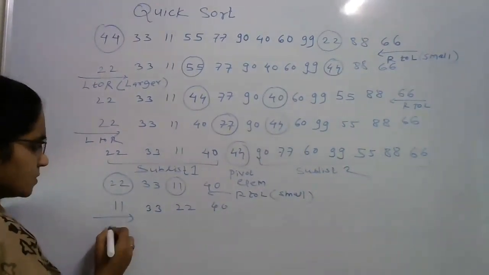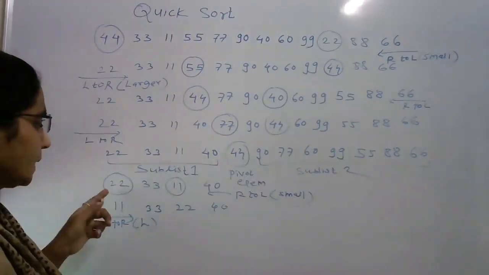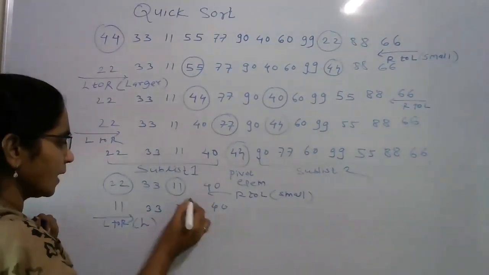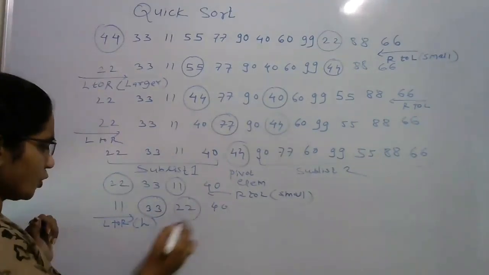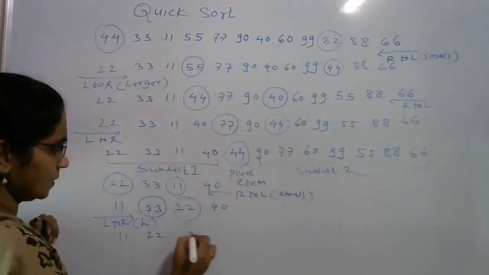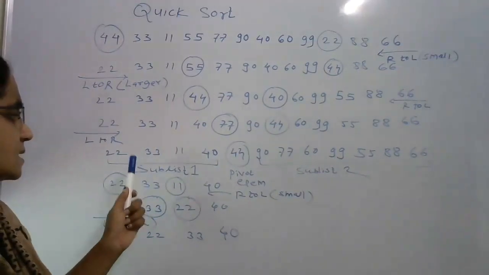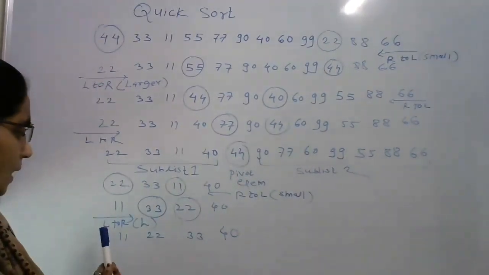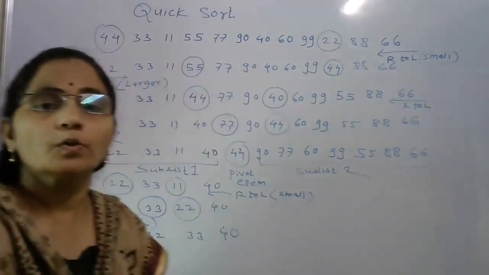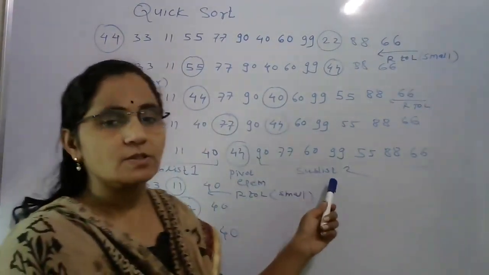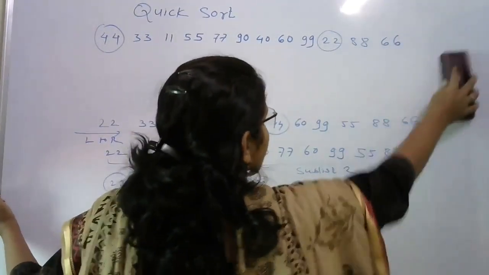Now at the next step, you start from left to right and stop when you get a larger element than the 22. So 11 is less, 22 is the pivot element, 33 is the greater element than 22. So you just exchange both values, 11, here 22, here 33, and then 40. Now you observe that all the elements in sublist 1 are arranged in ascending order: 11, 22, 33, and then 40. Okay, now you do the same process for sublist 2.